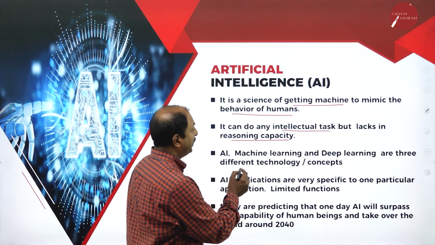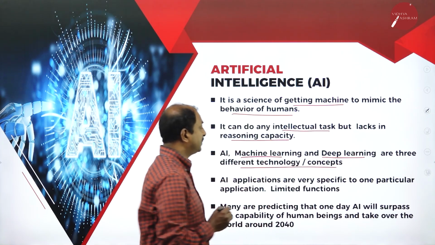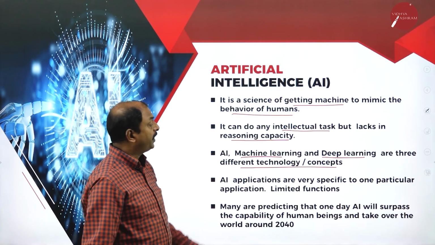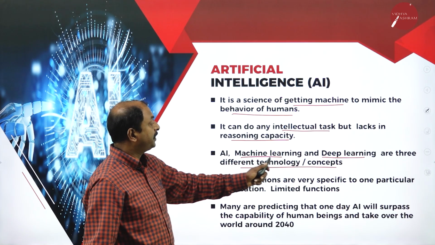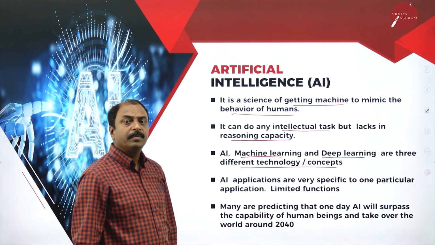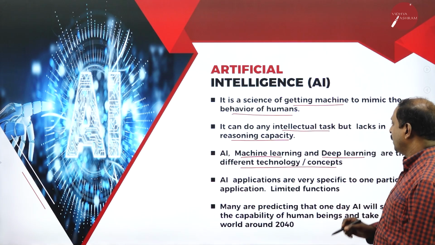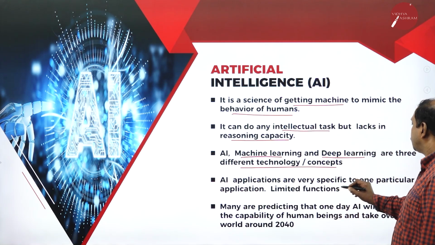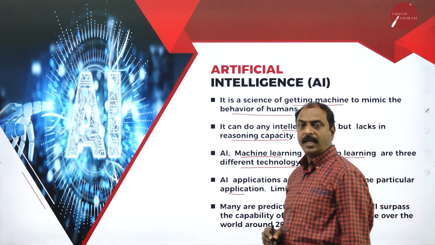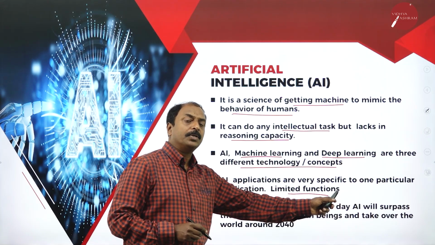And AI, machine learning and deep learning are three different technologies or different concepts. Now in our day-to-day life or in the field of science and technology, we are hearing these three words, that is AI, machine learning and deep learning. These are the three different technologies, but all of them are interconnected. But in general, these are all different technologies. So AI applications are very specific to one particular application or limited function. If we talk about AI, artificial intelligence, it is restricted or limited to only one particular function.